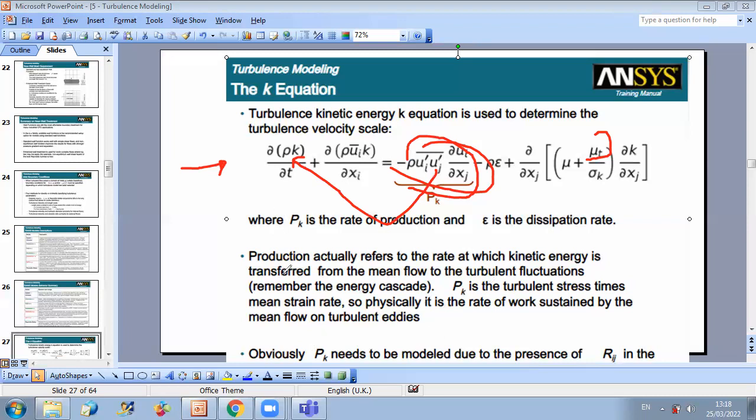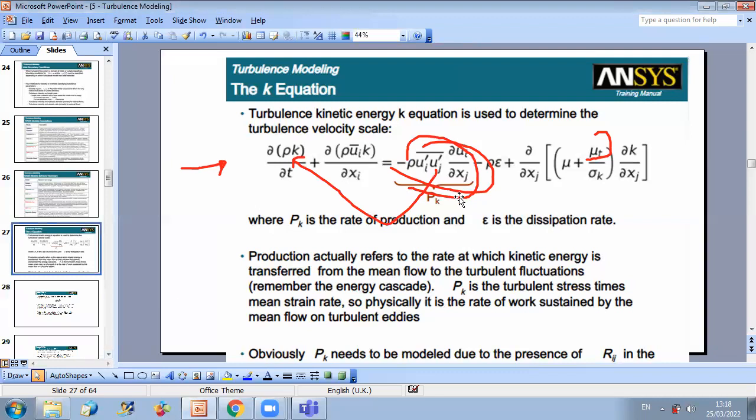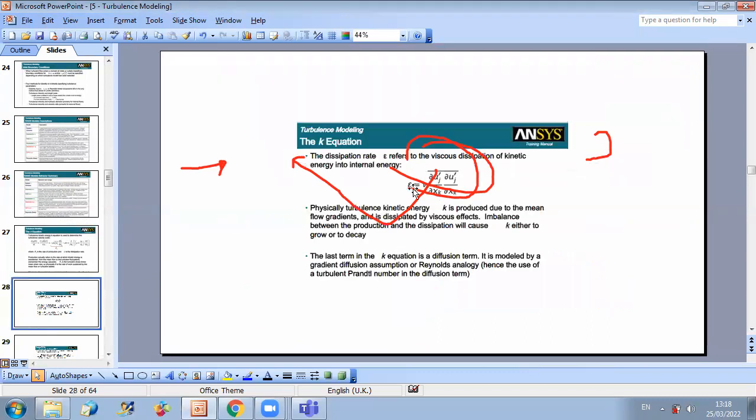As you can see, to model P, you need to acknowledge the presence of Reynolds stress components and model the fluctuating component U prime average. Okay. So this equation will relate K to this Reynolds stress. And by closing your equations, you can solve for the variation of the fluctuating component.